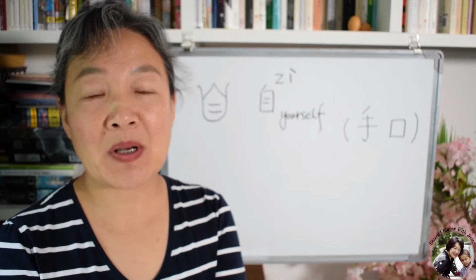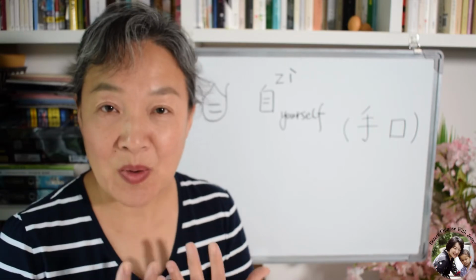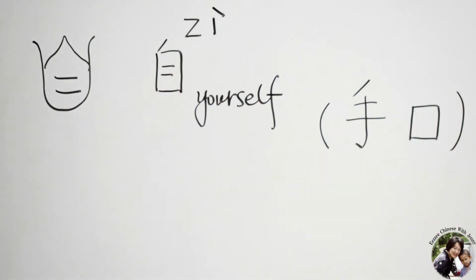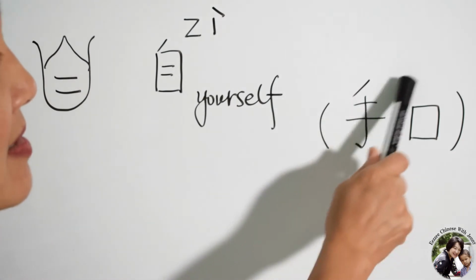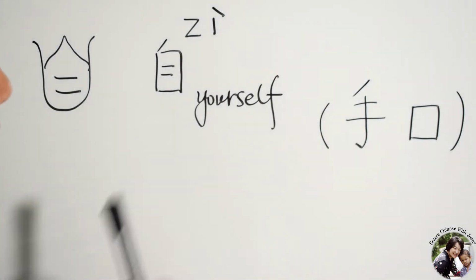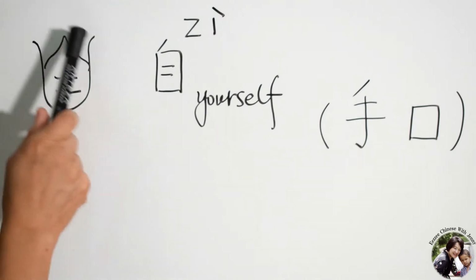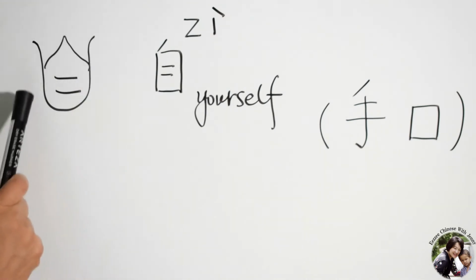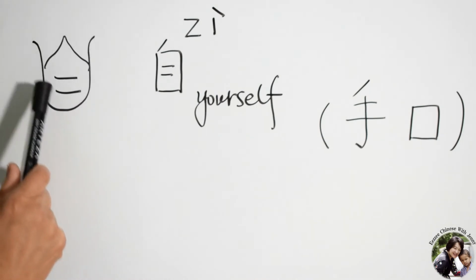Today I'm going to talk about the characters related to the parts on our own body. Actually, we have already learned two characters. One is our hand, another one is our mouth. 手, 口. Okay? Today I'm going to start from this drawing first. This is a drawing of our nose.